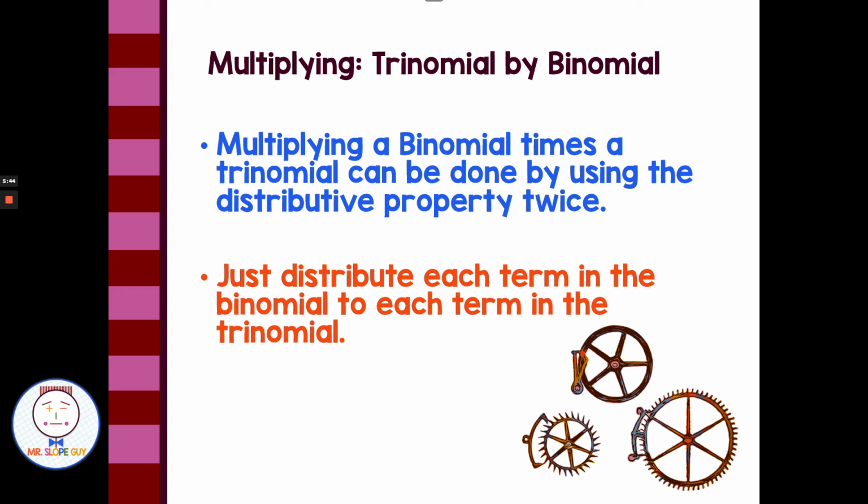All right, let's move on to trinomial times a binomial. A trinomial will have 3 terms. It'll have 2 add or subtract signs breaking it up into the 3 terms, the 3 parts. And a binomial, we know, just has 1 add or subtract sign breaking it up into 2 pieces. And this first bullet is super key important. Multiplying a binomial times a trinomial can be done by using the distributive property twice. Just distribute each term in the binomial to each term in the trinomial.